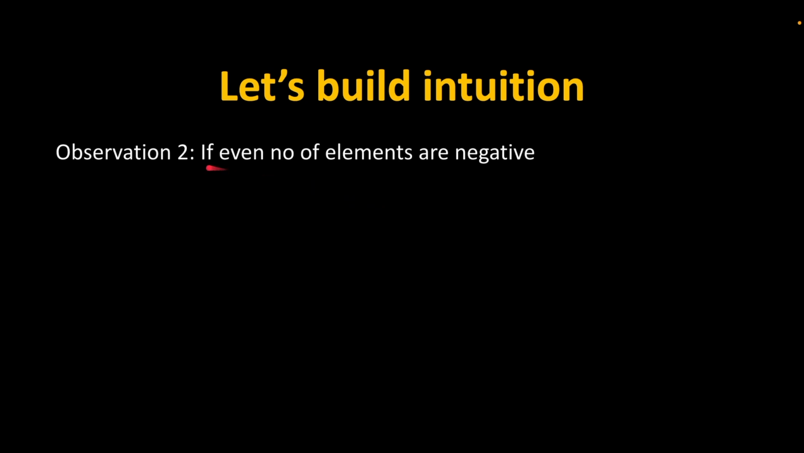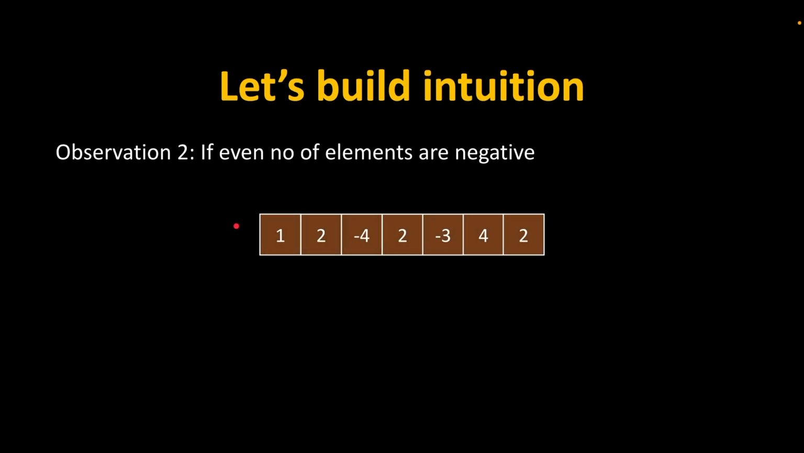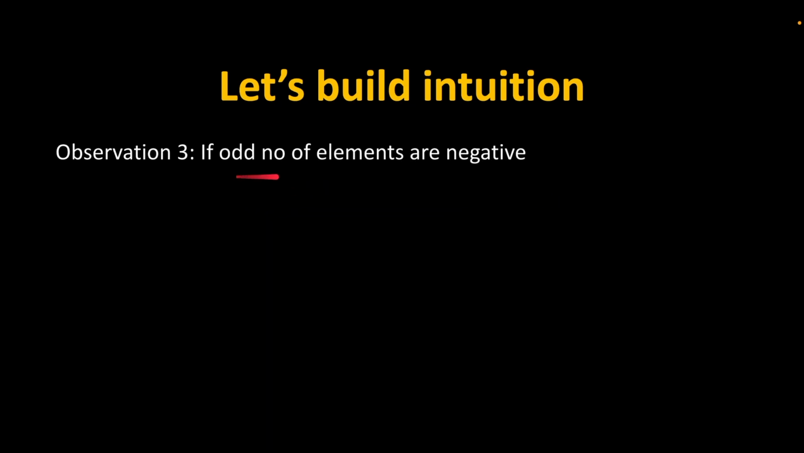What if negative elements are there but they are even? So if they are even, the even number of negatives will cancel out each other, and again the answer would be the product of all the elements of the array itself. And what if the elements which are negative are odd?